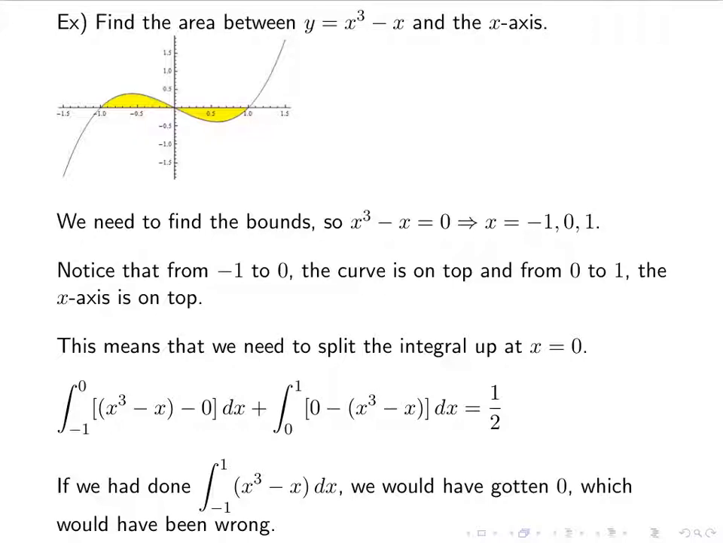If, however, you didn't realize that the two functions changed positions and you just integrated from -1 to 1 of our function, so in this case x cubed minus x, you would have gotten 0. And you know that cannot possibly be correct because I have a yellow area there, and that area is not 0. So you always got to be really, really careful again when you end up with a negative or with a 0 because something happened.